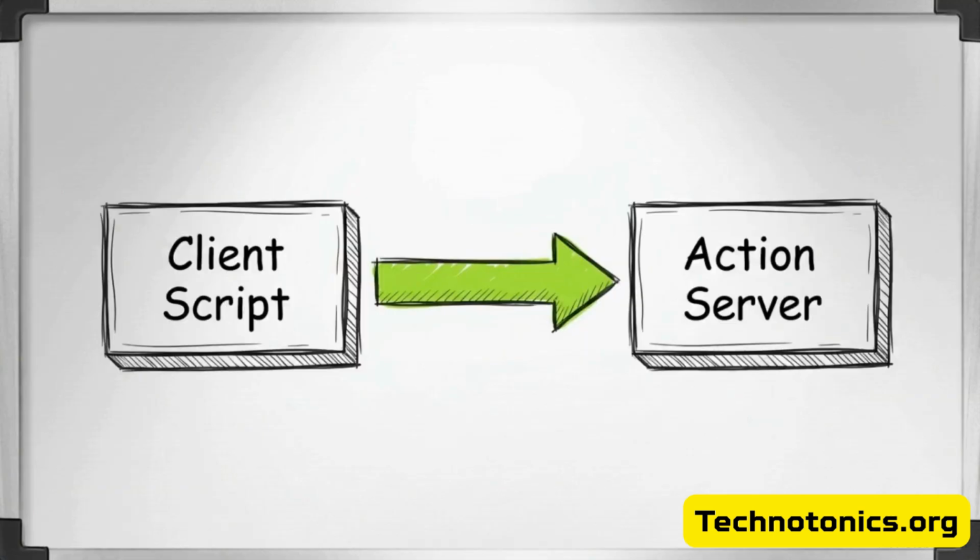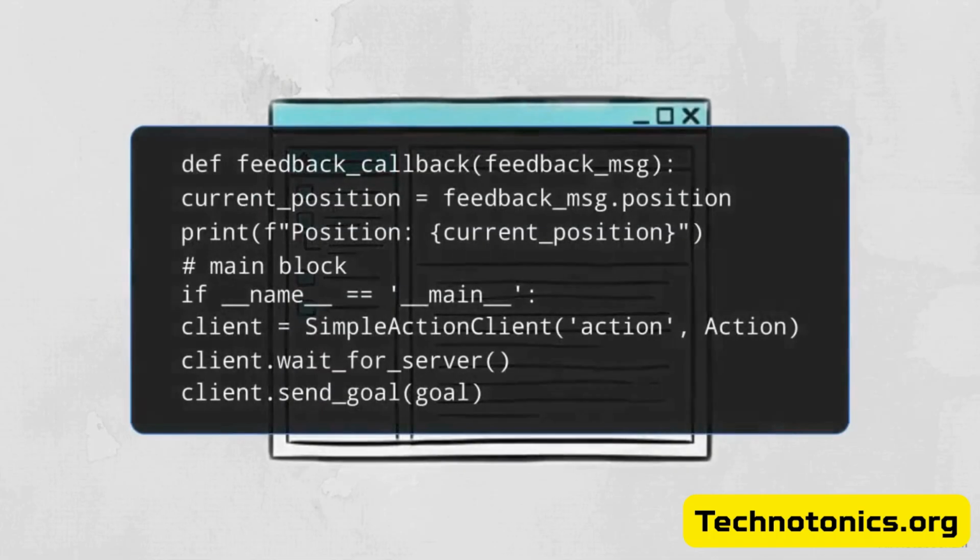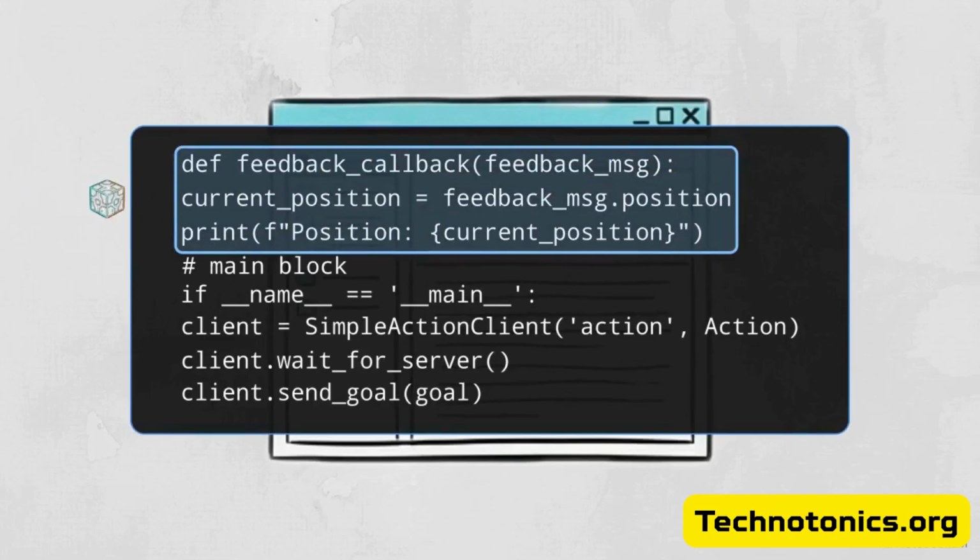Now, create a separate Python script for the client. This side of the pipeline uses the SimpleActionClient class to trigger the server we just built. We handle the incoming live data stream with a dedicated function. The feedback callback intercepts messages from the server and parses the current position.